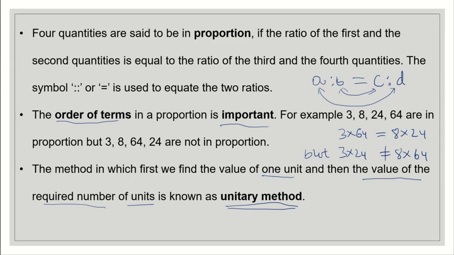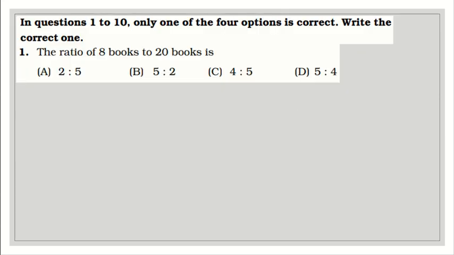Now we will move on to solving questions of the MCQ type. First question. Children, questions number 1 to 10 are of MCQ type, as I already said. Now the first question is, the ratio of 8 books to 20 books is... ratio of 8 books, so 8 books upon 20 books.